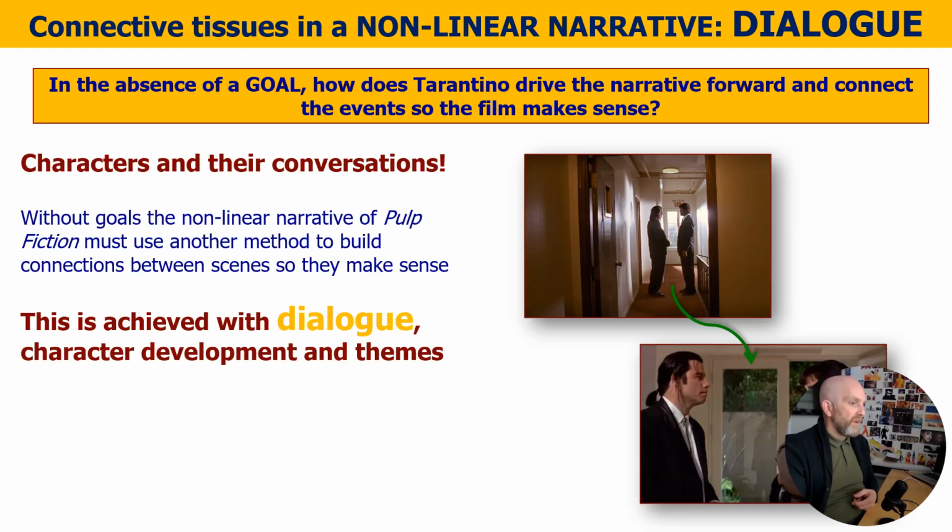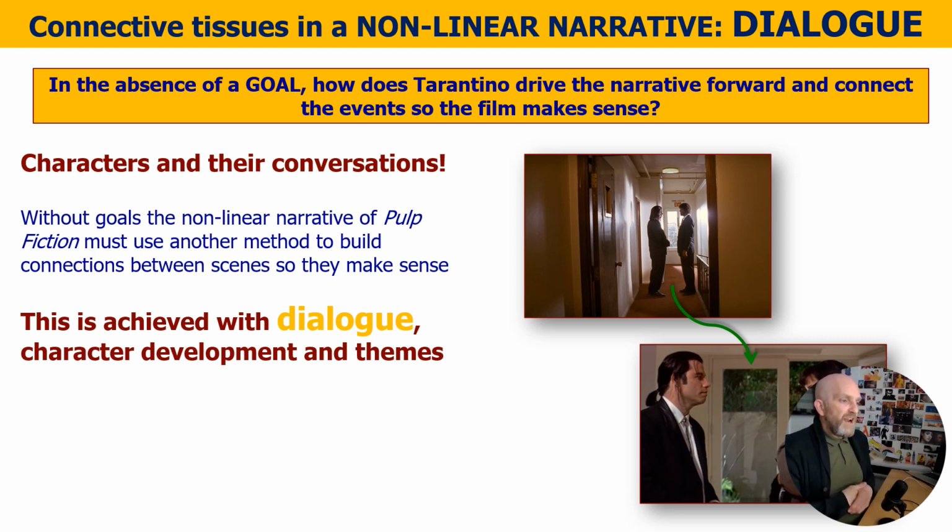So, in the absence of a goal, how does Tarantino drive the narrative forward and connect the events so the film makes sense? And one way he does that is the conversations between the characters. So initially, the dialogue is not expositional for narrative, but it does develop characters. We learn loads about Vincent and Jules and their attitudes to the world and the differences simply by their conversation about their food preferences and how they perceive America versus Europe. We learn a lot about the characters, but nothing about the goals. They literally don't say.